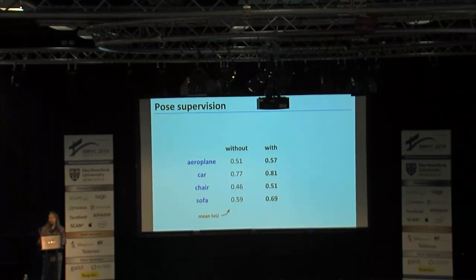We can also evaluate performance with pose supervision given. So I said we're fully unsupervised, we don't require pose, but you can also feed it into the model at training time, so it doesn't have to learn to disentangle shape and pose. That makes the task easier for the model, and we see that in the right-hand column, the numbers are consistently higher, so the model can exploit that extra supervision.